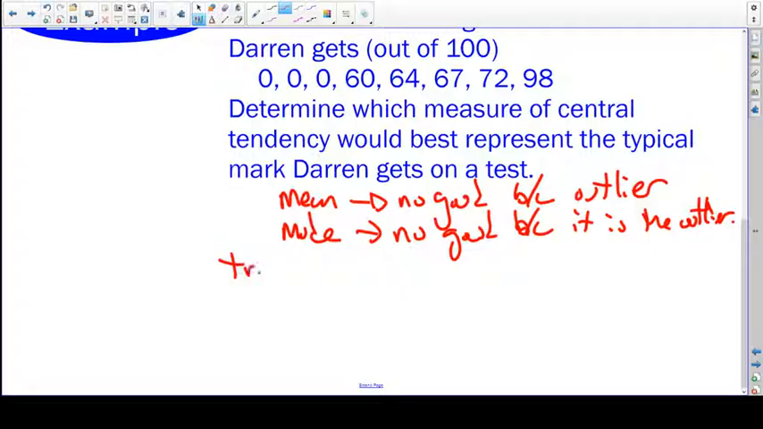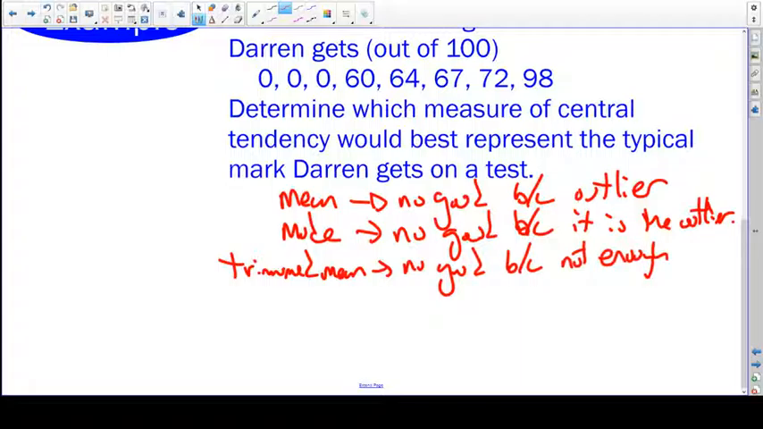If we thought about the trimmed mean, we have to have at least 10 pieces of data. In fact, no, actually, to do it on both ends, we have to have at least 20 pieces of data. So it's no good because we don't have enough numbers. We're not talking about weighted mean here because there's no weights here. So that leaves one solitary measure of central tendency left, and that is the median.